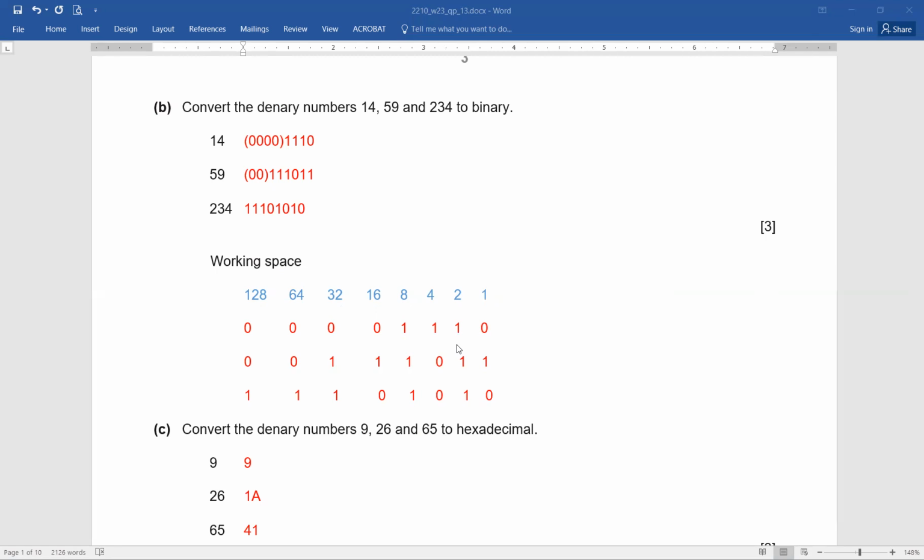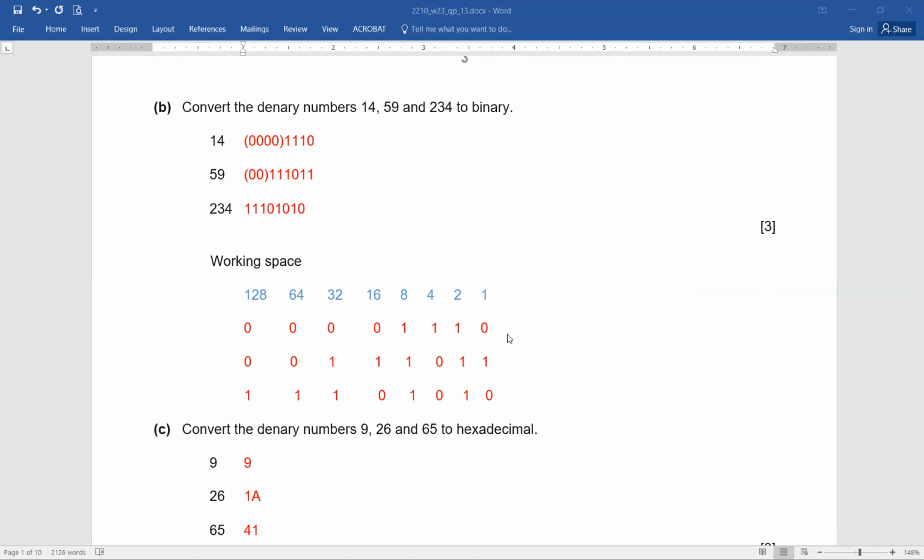Similarly, just turn on all those bits which combined will give you 59. Similarly, just turn on all those bits which combined will give you 234. Okay, just remember this is what you need to use the working space, please. Although I know that you know it, but still, working space is needed to be used by the students so that the examiners know that you know how to answer, okay?